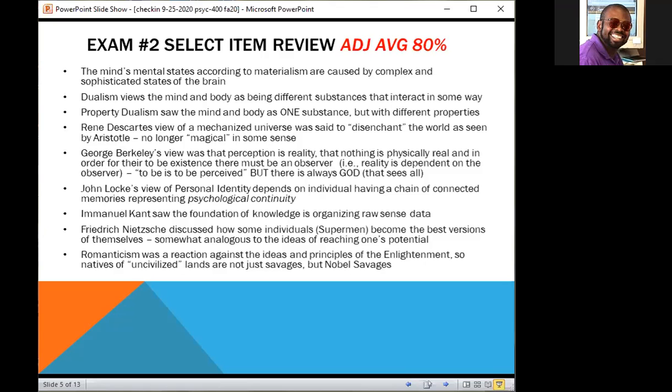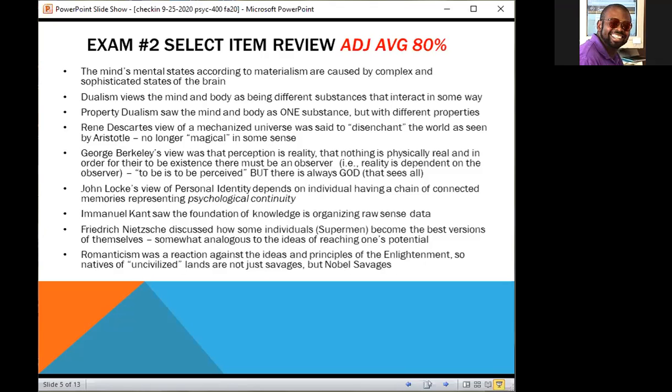And then the other item that we want to talk about is John Locke's view of personal identity. He had this notion that an individual has a chain of connected memories representing what he referred to as psychological continuity. You remember when you were 20 years old, you remember when you were 15, and your 15-year-old self remembers when you were 10, and so on and so forth. And this is one of the ideas that talks about our personal identity.